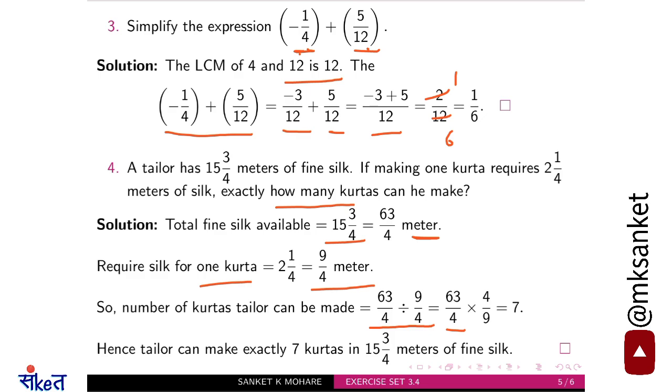Division becomes multiplication and the reciprocal of 9 by 4 is 4 by 9. Now 4 will get cancelled. 9 ones are 9 and 9 sevens are 63. So the answer is 7. Hence, the tailor can make exactly 7 kurtas from 15 whole 3 by 4 meters of fine silk.